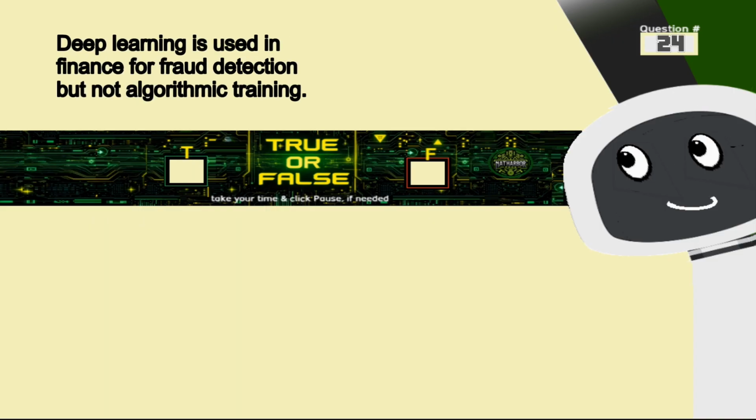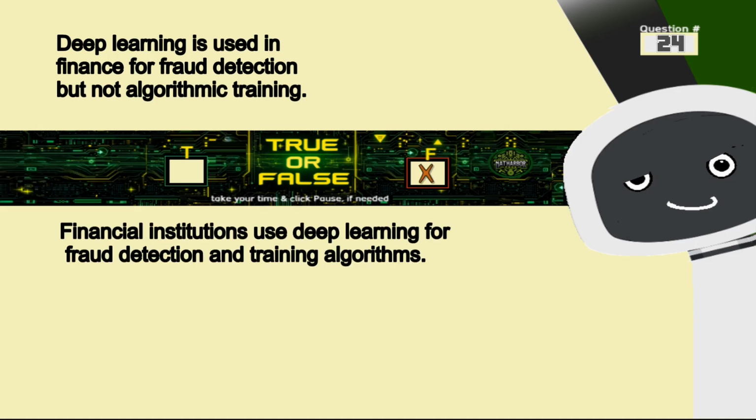True or false? Deep learning is used in finance for fraud detection, but not algorithmic training. That's false. Financial institutions use deep learning for fraud detection and training algorithms.